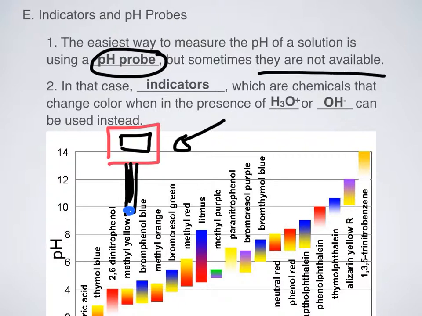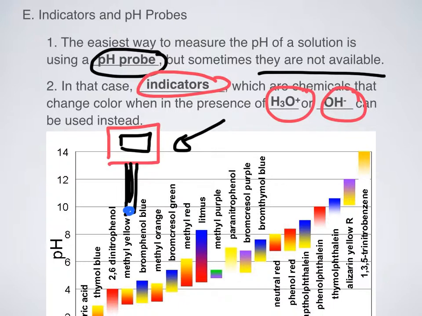they are not available. And so in that situation, when they're not available, scientists resort to indicators, which we've been using for literally thousands of years. So what are indicators? They are chemicals that change color in the presence of either H3O+, if we're talking about acidic stuff, or OH- if we're talking about basic stuff.